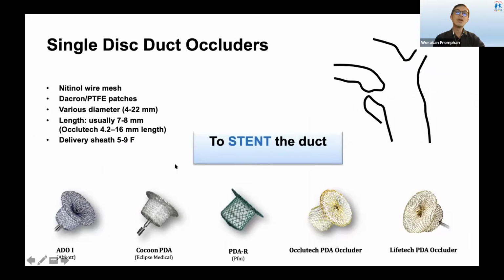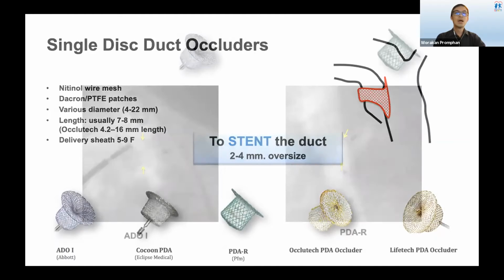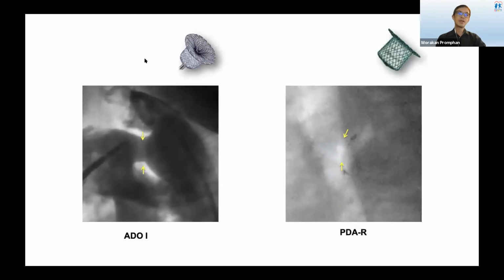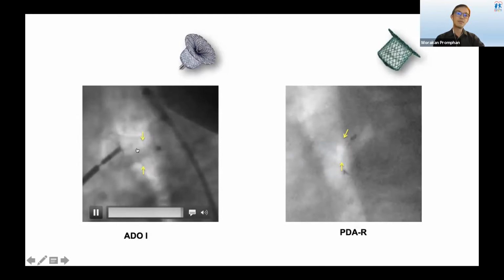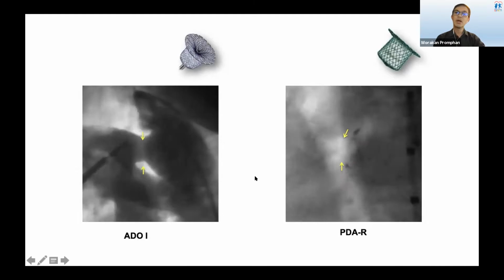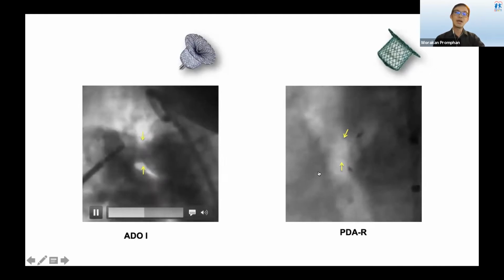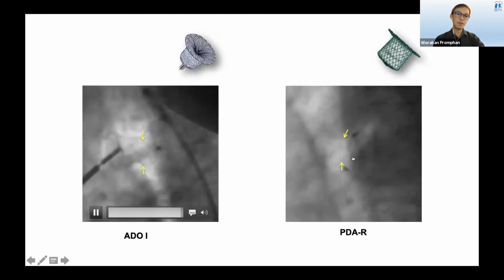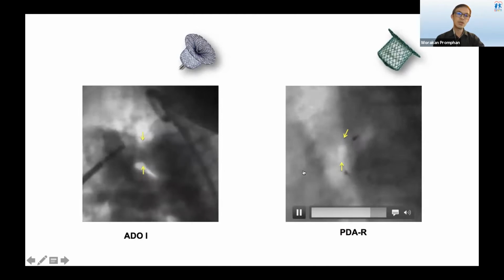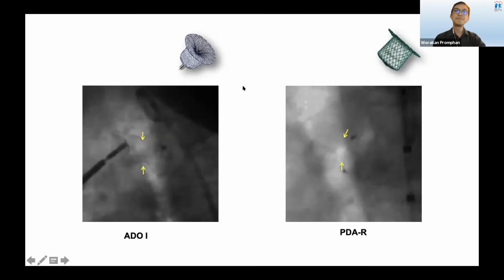Normally, we use that in order to stent the duct. It means that if we measure the diameter, we need to oversize it a bit, maybe 2 to 4 millimeters, just to make sure that the device fits nicely into the ductus without moving. So here's an example comparison to the AD01 type device. Actually, this is Ampersand duct occluder 1, and this is the PDAR from PFM. You can appreciate that the mechanism of this device is just to stent it, especially at the waist.